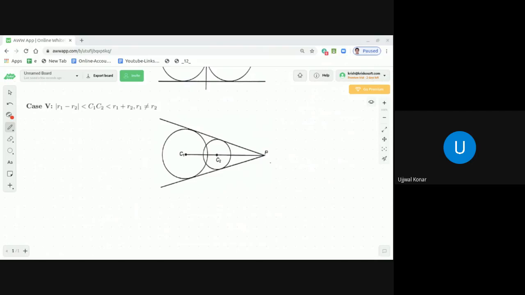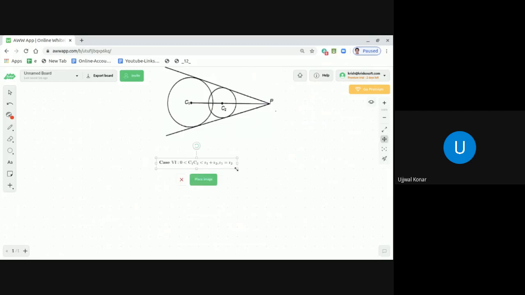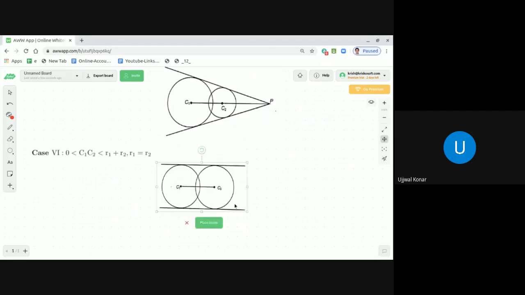In case 6, dear students, we have 0 less than C1C2 less than R1 plus R2. Like the previous case, let me give you a visual representation of this case. So the case here is that 0 is less than C1C2 less than R1 plus R2. What will be the visual representation of this inequality? It will be something like this. Correct, dear students?